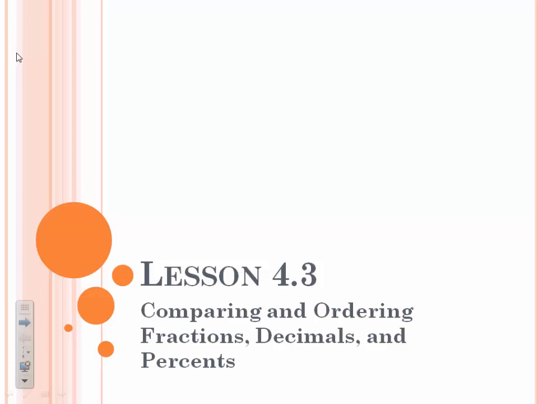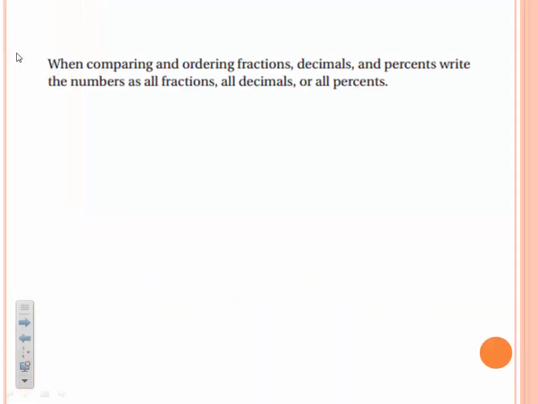Hi guys, this is lesson 4.3, comparing and ordering fractions, decimals, and percents. Okay, so the biggest thing you need to know about this lesson, you've already learned about fractions, decimals, and percents, how to change them from fractions to decimals to percents, and decimals to percents, and decimals to fractions, and so forth. But when you're comparing and ordering fractions, decimals, and percents, you must write the numbers as all fractions, all decimals, or all percents.